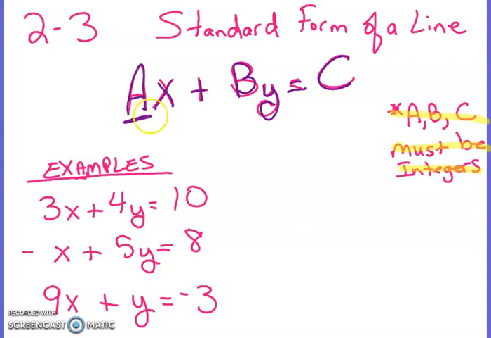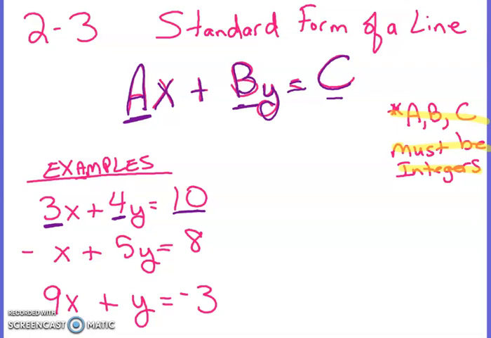So these are the numbers in front of x and y, and then C is just a number over on the side. So here's some examples. You could see 3x plus 4y equals 10. So here the A is 3, B is 4, and C is 10. Again, they're just integers. They're just numbers. They cannot be decimals or fractions. They just have to be integers.